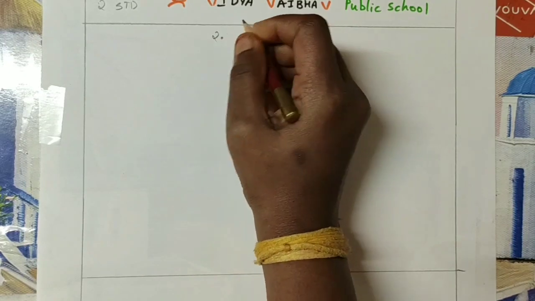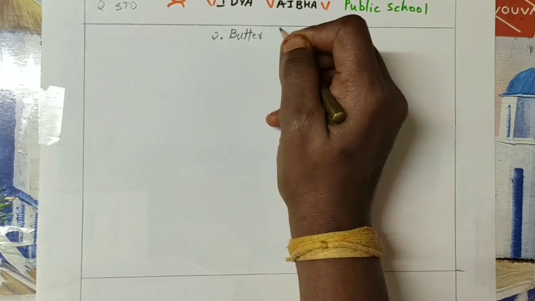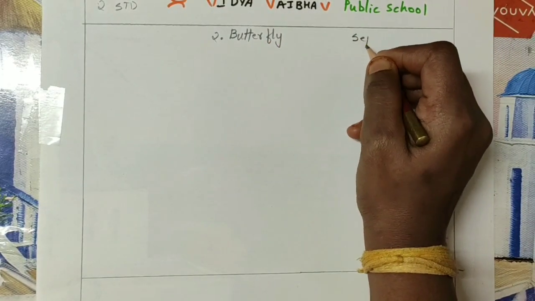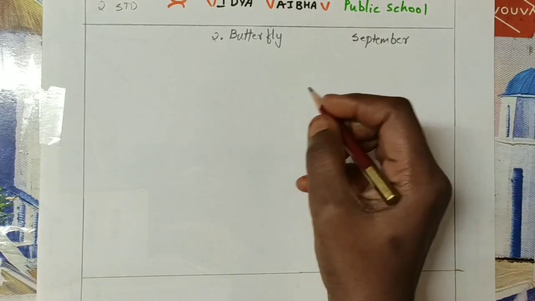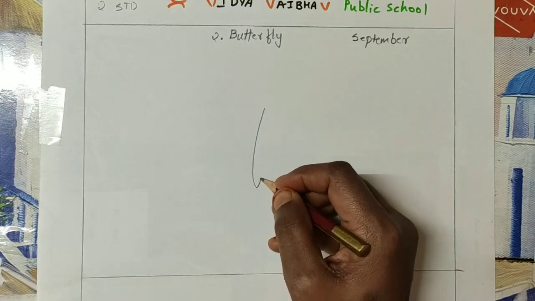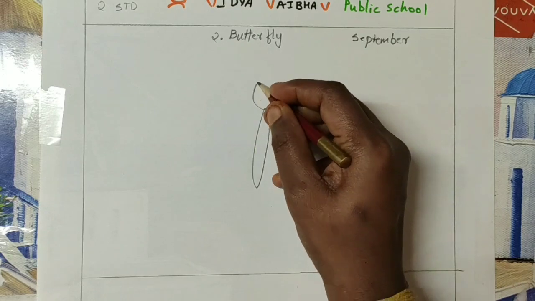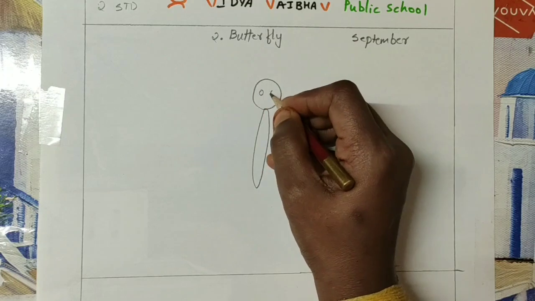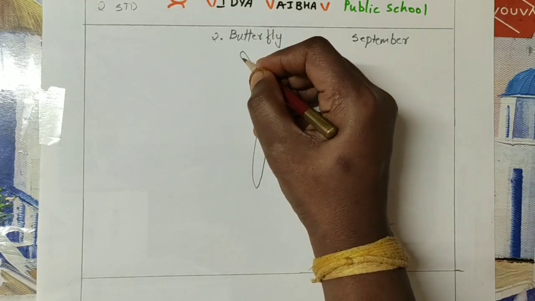The second topic we are doing is butterfly. This is for the month of September. See, I am drawing an oval, very thin and long. And for the butterfly's head, I am drawing two circles and one smiley face and an antenna.